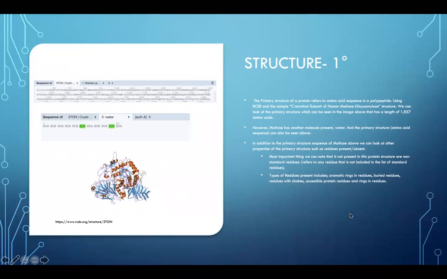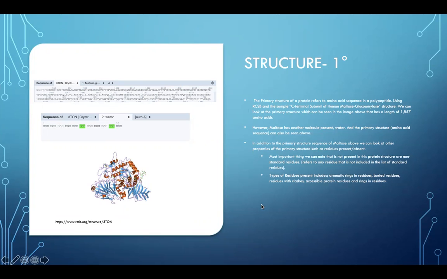In addition to the primary structure sequence of maltase, above we can look at other properties of the primary structure, such as residues present and absent. The most important thing we can note here that is not present in this protein structure are non-standard residues. Non-standard residues refer to any residue that is not included in the list of standard residues. What we can note are residues that are present, which include aromatic rings and residues, buried residues, residues with clashes, accessible protein residues, and rings and residues.